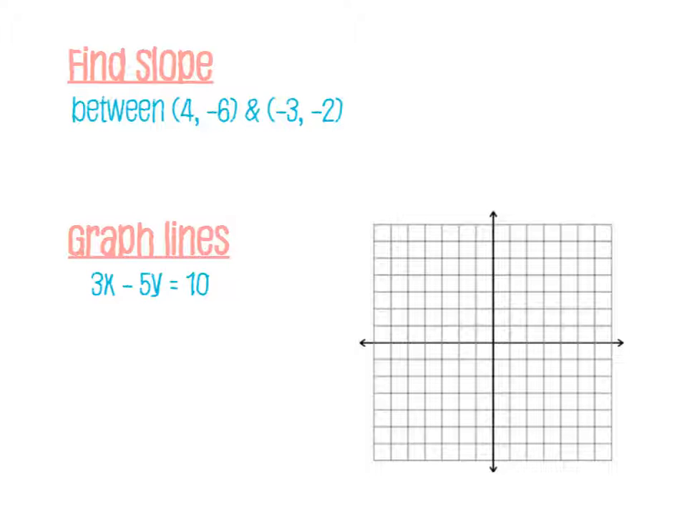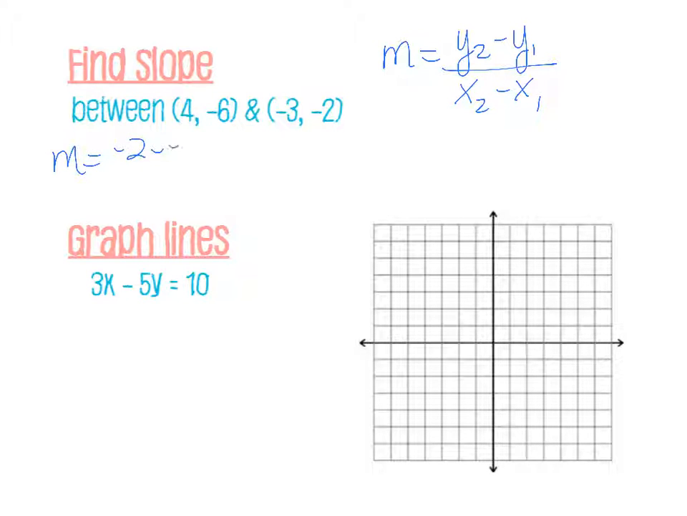Let's start graphical. Do you know your slope formula? Can you find the slope? Well, to be able to do that, you're going to need to know that your slope formula is y2 minus y1 over x2 minus x1. Using that formula, if I give you a couple points, we can go find the slope. So I'd have -2 minus -6 over -3 minus 4. Change your signs. That becomes +4 over -7. That's the slope of the line between these two points.